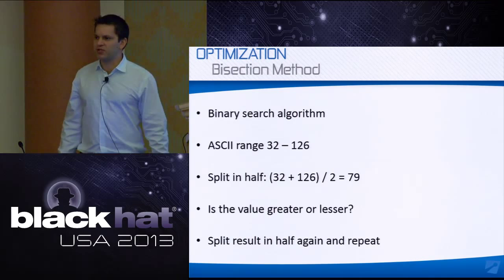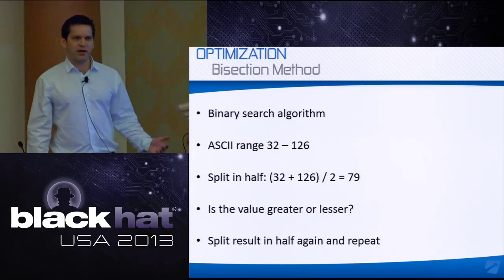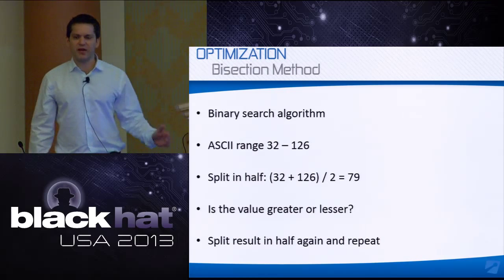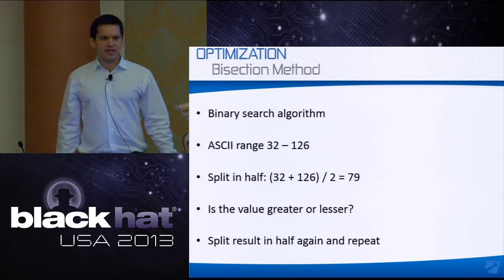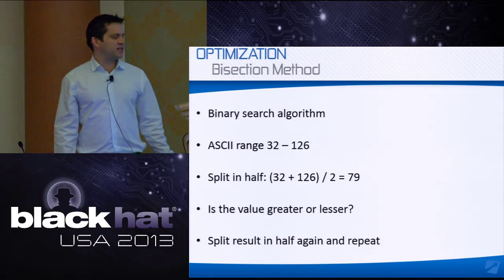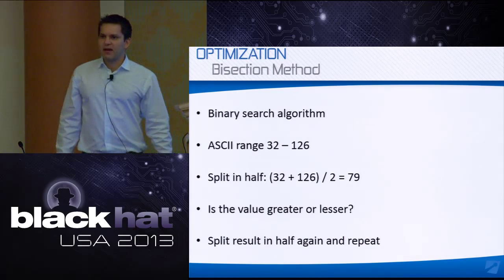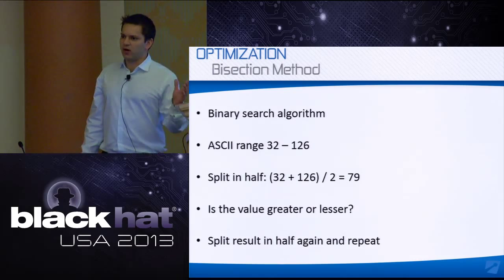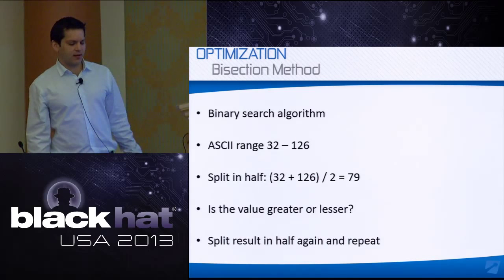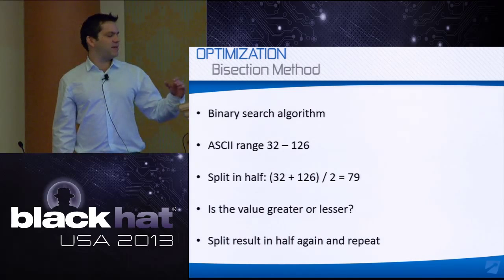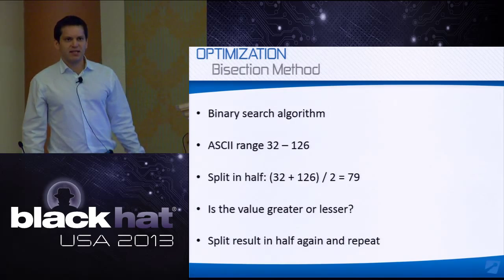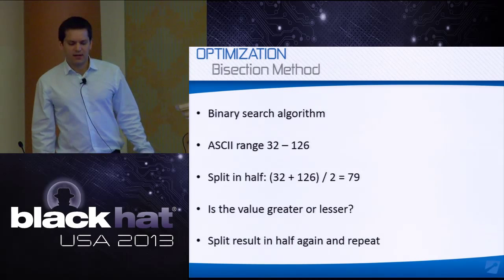So how does the binary search method work? I'll just go through it quickly because this is a known method, but it's important to understand when comparing it to the other methods. Essentially, we take our ASCII range, 32 to 126, we split it in half, and then we search if the value that we're searching for is greater or smaller. And then depending on what branch it is, we'll split that in half again and repeat. It's a divide and conquer type algorithm, and it's very effective.